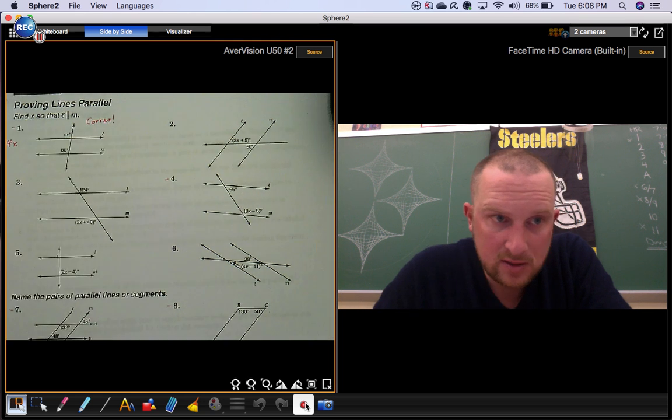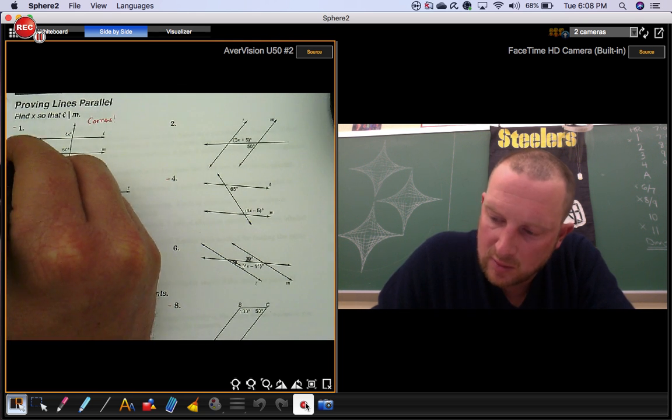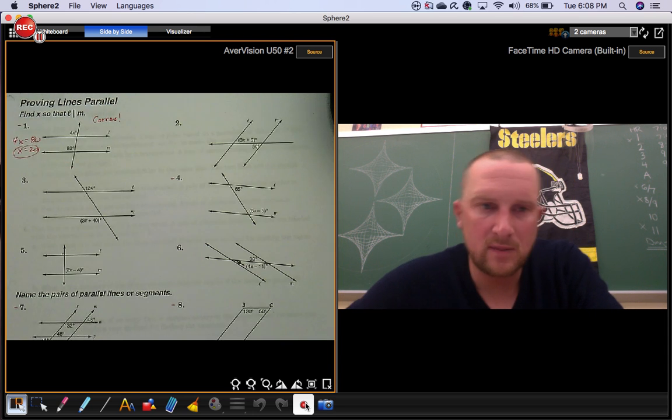So 4x must equal 80. So just divide by 4. X is 20. If x is 20, those lines are parallel.